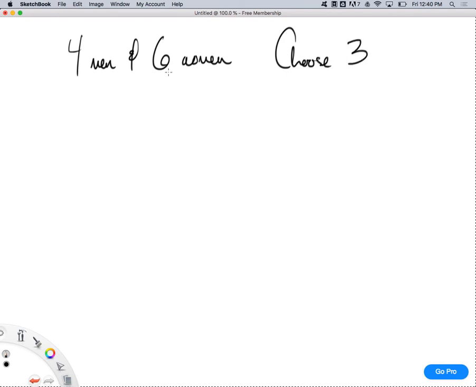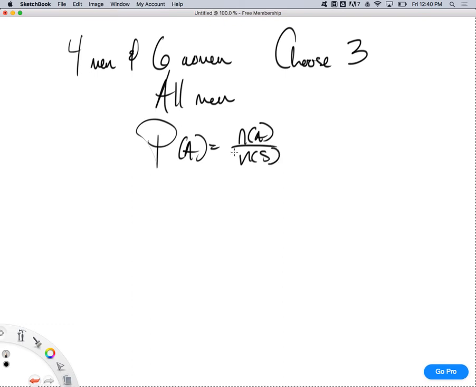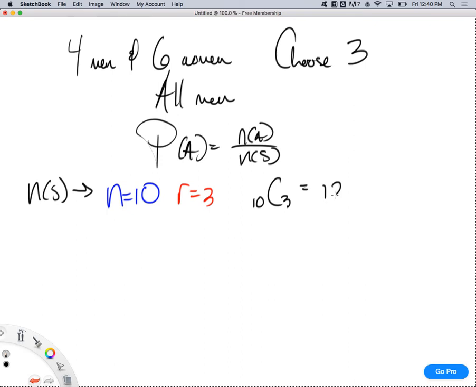I don't know. There are 4 men and 6 women in a group. You choose 3. What's the probability that it's all men? So it's probability, so you're thinking P(A) equals N(A) over N(S). All right? So you have to determine N(S) first. What's N in this case? Somebody tell me. 10. Good job. N is 10. And R is 3. So we have 10C3, which is 120.